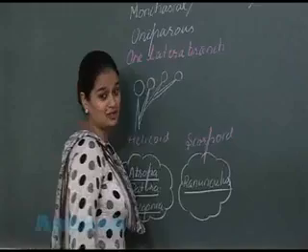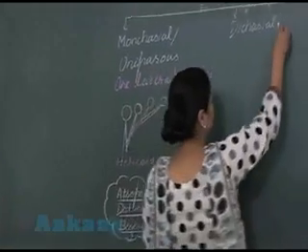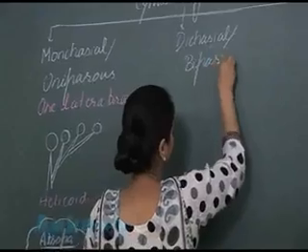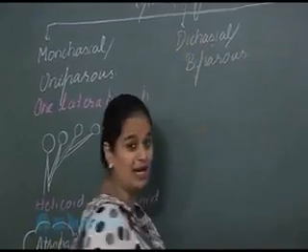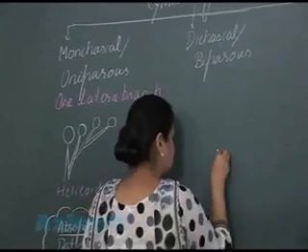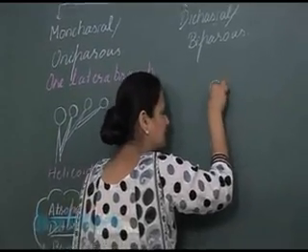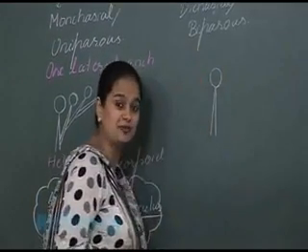Now coming to the dichasial. Now the dichasial inflorescence, it is also known as biparous. अब बायपैरस के अंदर देखिए क्या कंडीशन होगी. This is the inflorescence axis, and at the tip there is formation of a terminal flower.